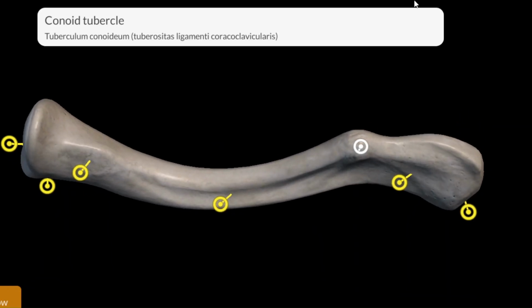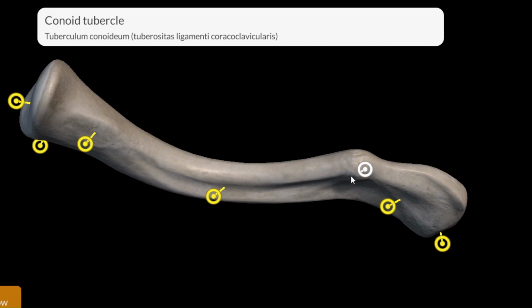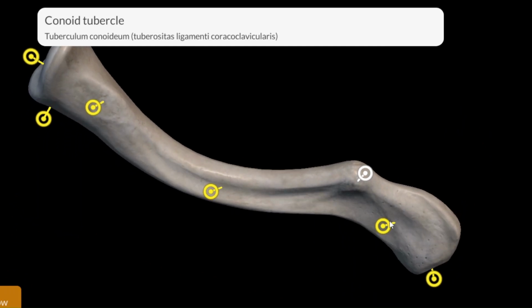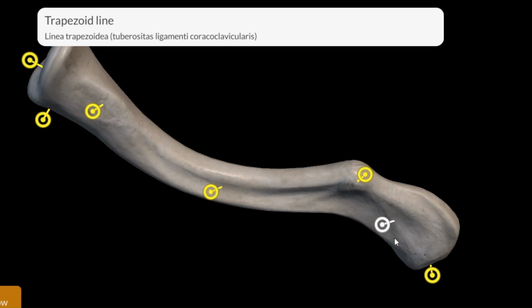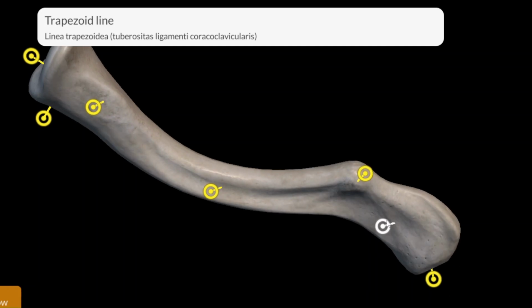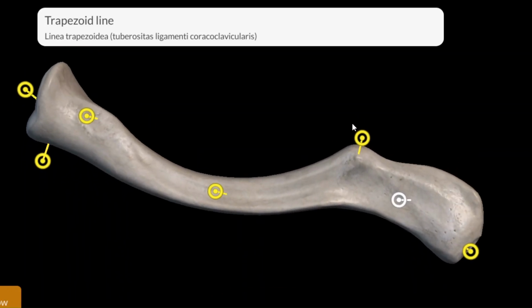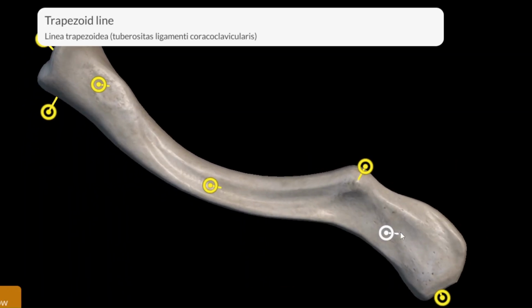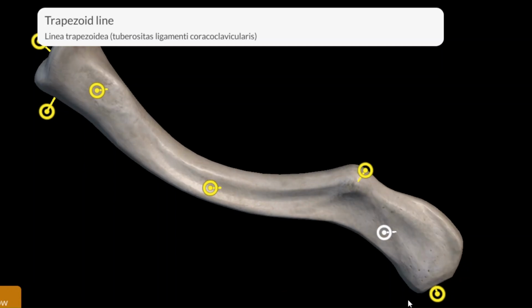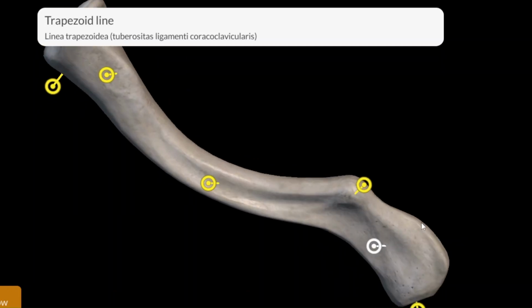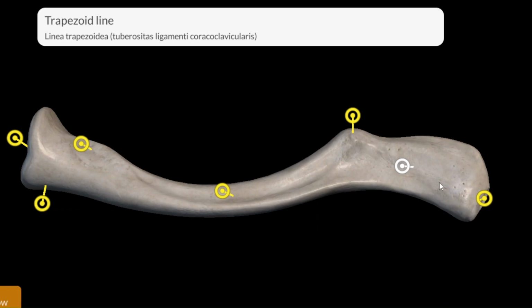Apart from that, we have this specific space here. This is a line, and we call it the trapezoid line. When we zoom in, we can appreciate that it is a clear line. Members, I hope you can see something. I'm trying to show this line clearly. We call it a trapezoid line.